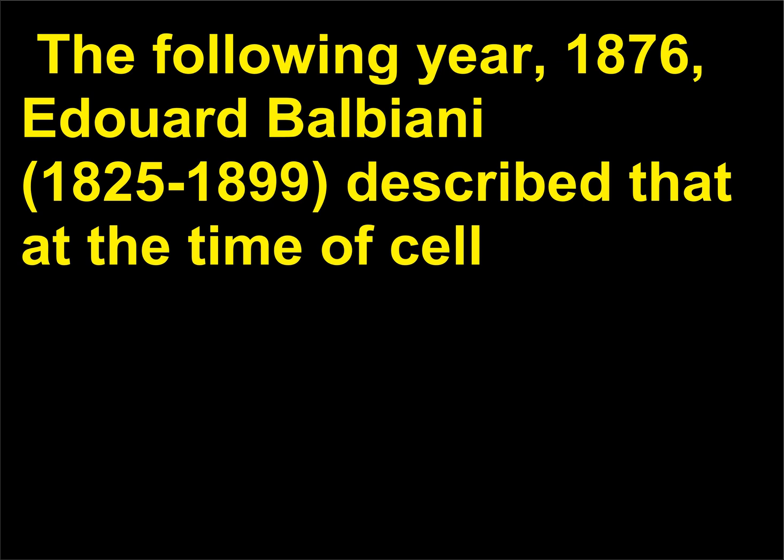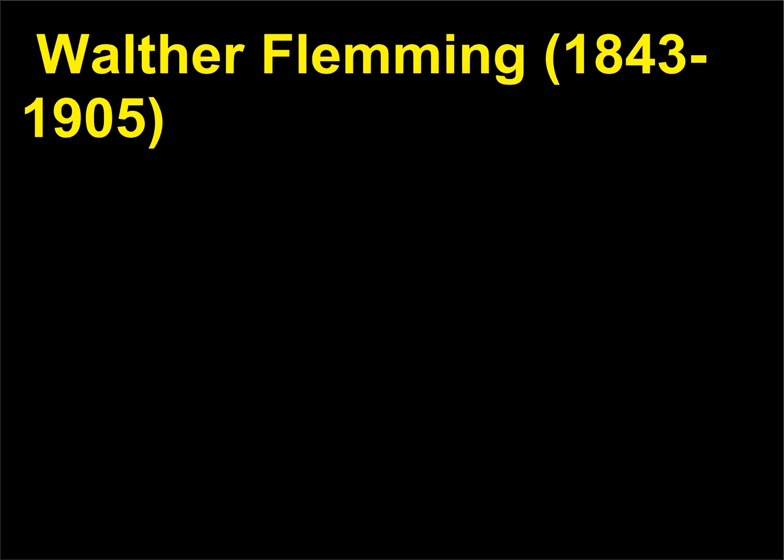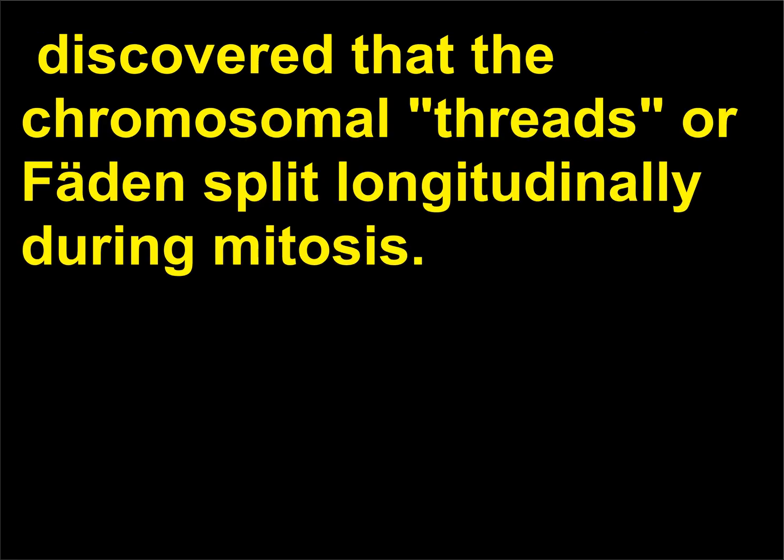The following year, 1876, Edouard Balbiani, 1825 to 1899, described that at the time of cell division the nucleus dissolved into a collection of bâtonnets, narrow little rods. Walther Fleming, 1843 to 1905, discovered that the chromosomal threads, or chromatin, split longitudinally during mitosis.